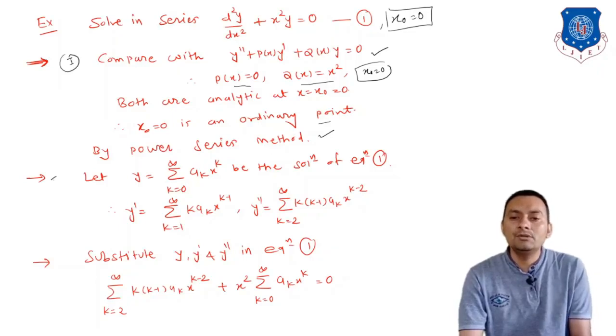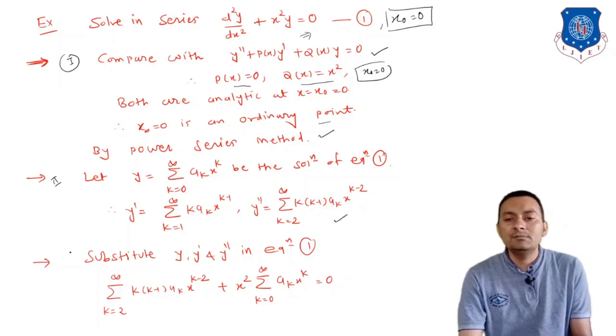What about step number 2? We consider y is equal to summation starting from k is equal to 0 to infinity of ak x raised to k as the solution of equation number 1. If it is a solution, we can find y dash and y double dash and replace them, and it should satisfy the differential equation. So y dash is the summation from k is equal to 1 to infinity of k times ak x raised to k minus 1, and y double dash is k times k minus 1 ak x raised to k minus 2, summation starting from 2 to infinity.